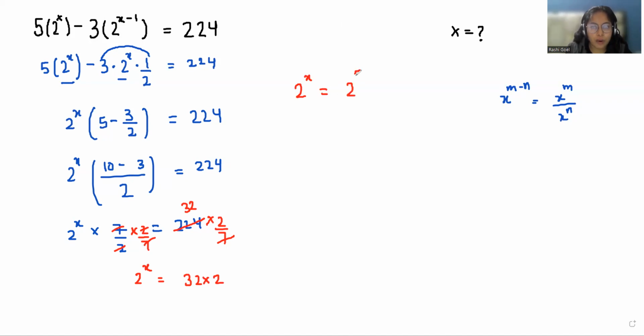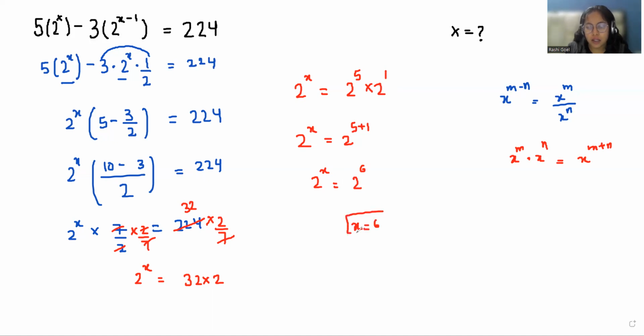We can write it as 2 power 5 times 2 power 1. And according to the exponent rule, x power m times x power n, we can write it as x power m plus n. So 2 power x is equal to 2 power 5 plus 1. So 2 power x is equal to 2 power 6. And if we compare both sides, the value of x is 6.